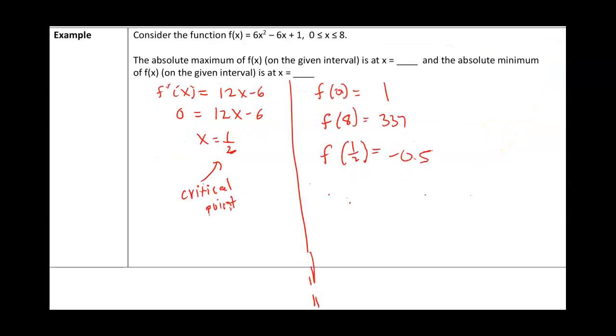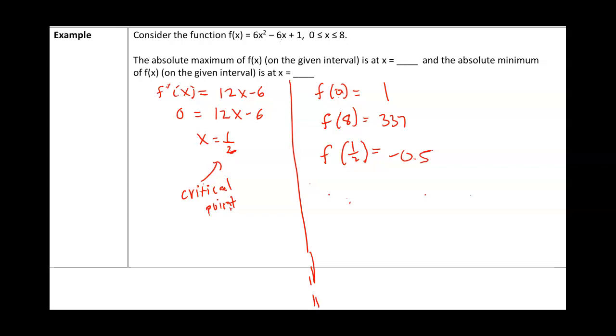So I test all three of them, and I just plug these values into the original function to get the outputs. So f of 0, I replace all the x's with 0, I get 1. f of 8, I replace all the x's with 8, I get 337. And f of 1/2, I replace all the x's with 1/2, and I get negative 0.5. And feel free to use a calculator for that.